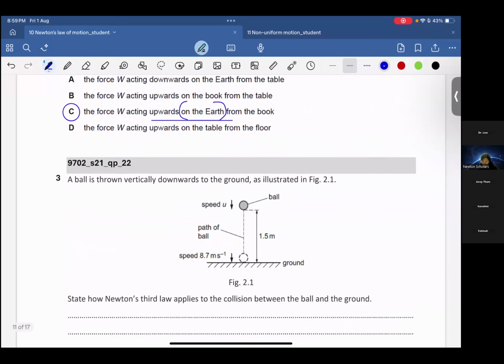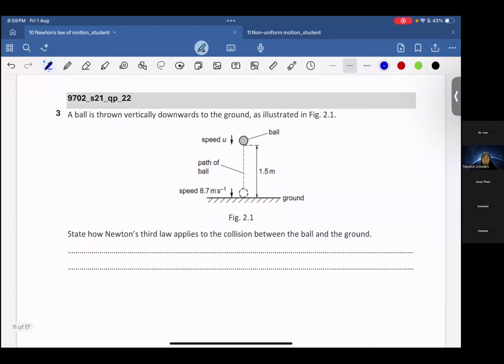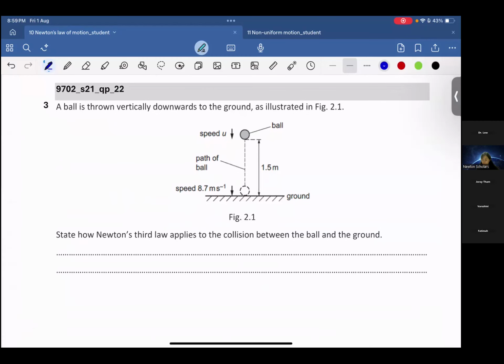Then, boys and girls, we look at this. When we go through past year papers, a lot of this kind of question asks you to state how Newton's third law applies. I just take one example, but actually this kind of question comes out quite often. So the ball is thrown vertically downward to the ground. Here we have two objects. Object A is the ball. Object B is the ground, so we write ground.